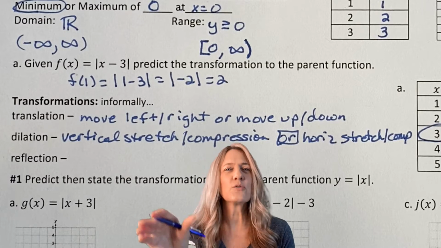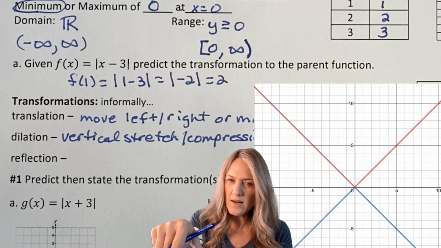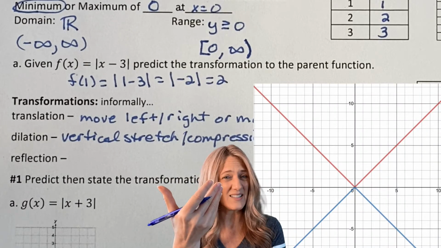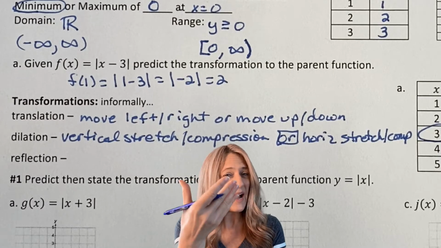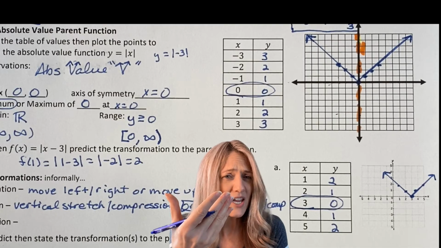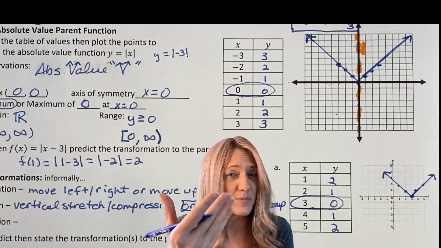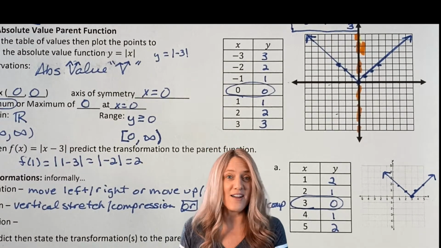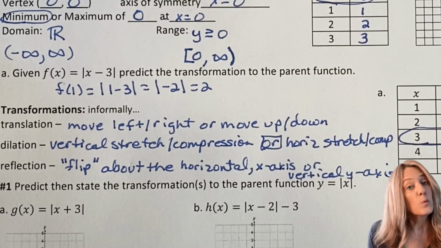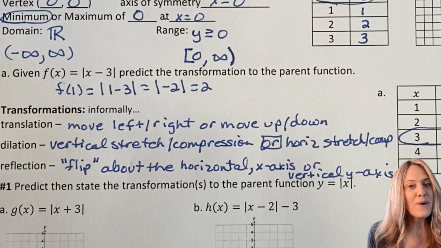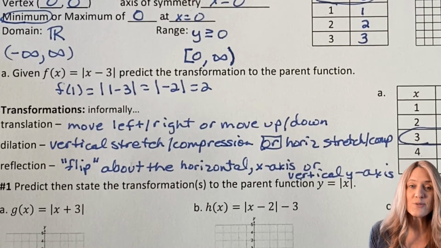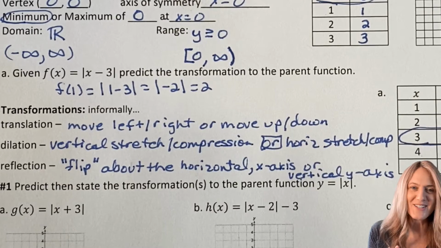It can reflect over the x-axis, horizontal axis, or over the y-axis. But what happens if it reflects over the y-axis? We're not gonna notice a change, at least on the parent function absolute value. We'll see it later on. Those are the transformations that we deal with in Algebra 2. You might remember in geometry that you also did rotations, but we don't have that to do in Algebra 2.